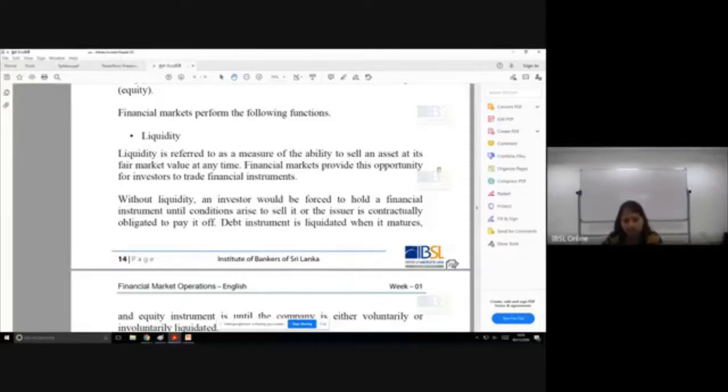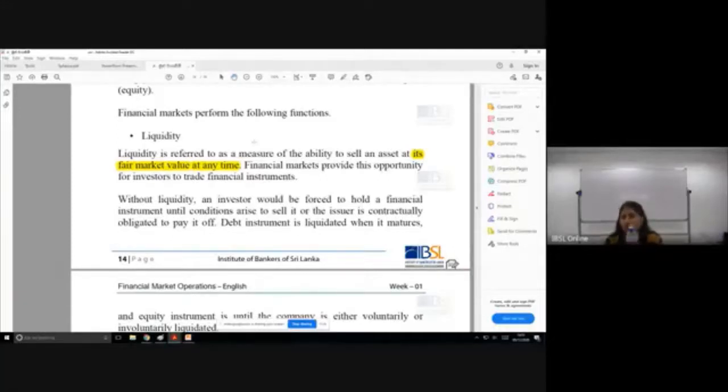Understand the two keywords there. It can be a sale or even, let's say, an exchange of an asset. It has to happen at the fair market value and at any time. Time is not a factor. Time shouldn't be a constraint for you. Let's assume this is a bottle that I need to sell in the market. I know the actual price of it is 35. I should be able to sell it in the market at 35 at any given time. That means the market is liquid.